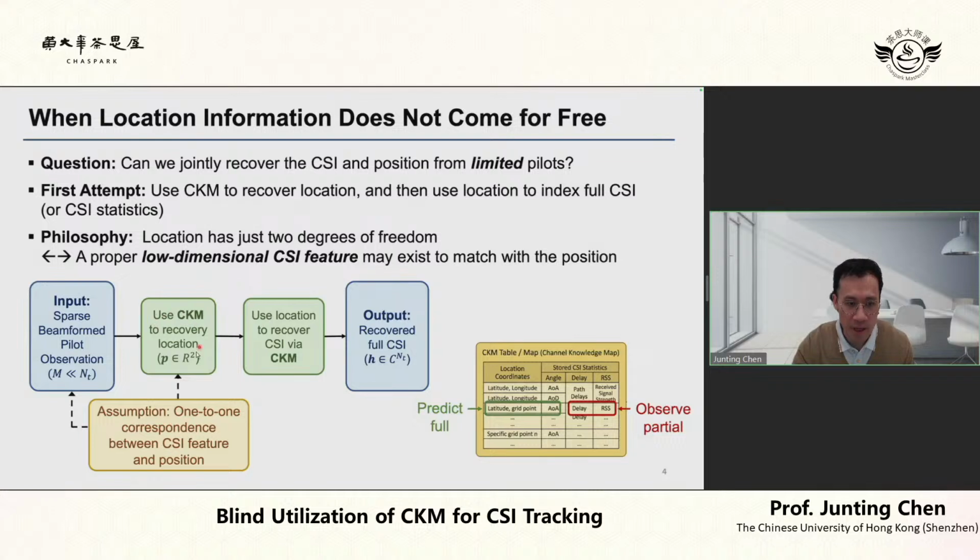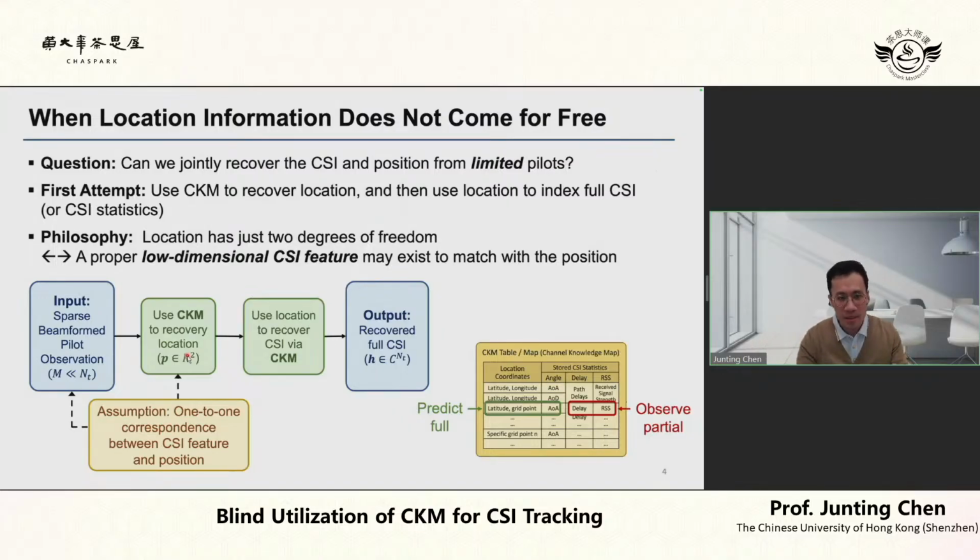Now, suppose that we can recover the position P, and then we can use the position P as an index to check the CKM, and then to recover the full CSI. Right. So why does it work? Because the location has just 2 degrees of freedom. Right. We can only move in the 2D space, or even 3D.